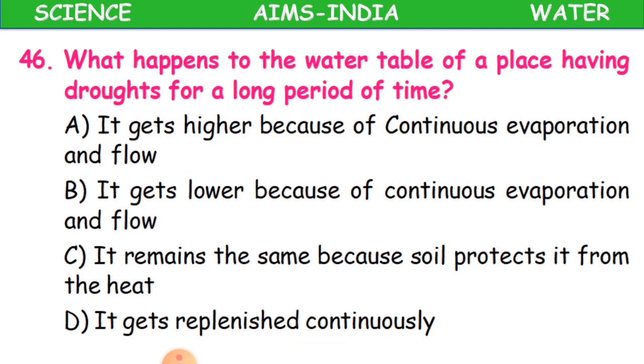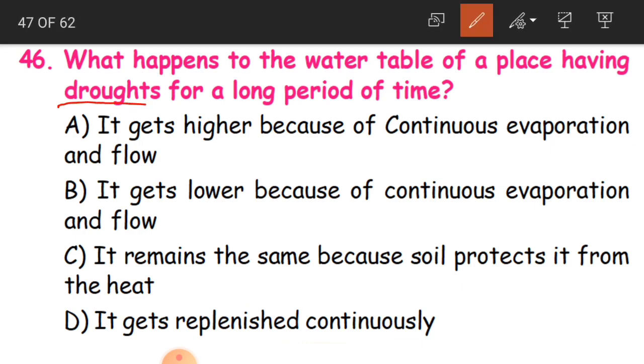46th question, children. What happens to the water table of a place having droughts for a long period of time? Droughts, in the sense, children, without rain. When you don't have rain for a long period, for so many years together, then what happens to the water table? You'll have a water table which you are going to measure.